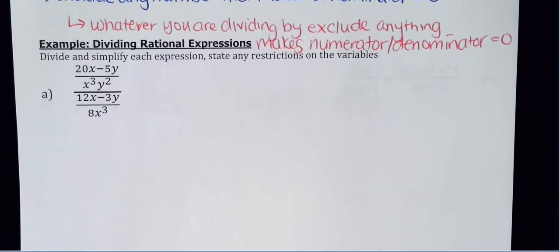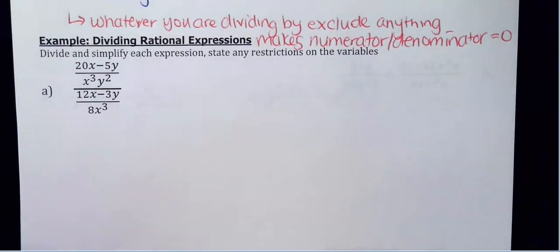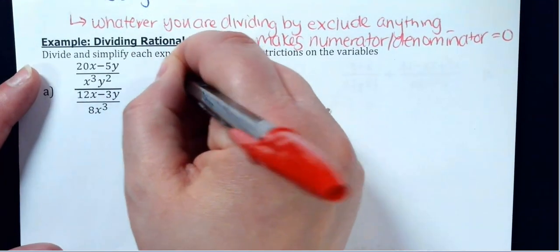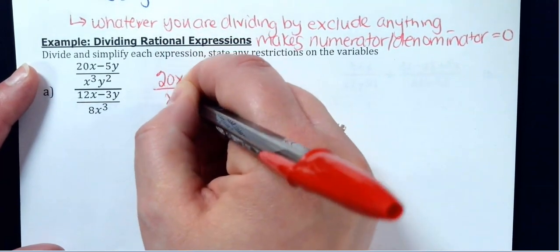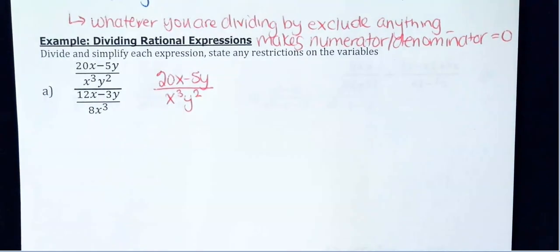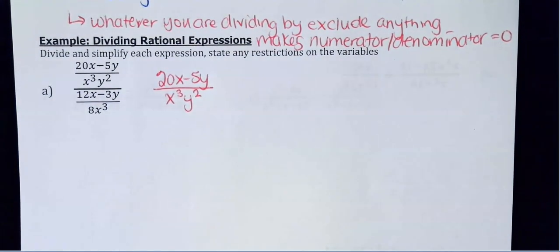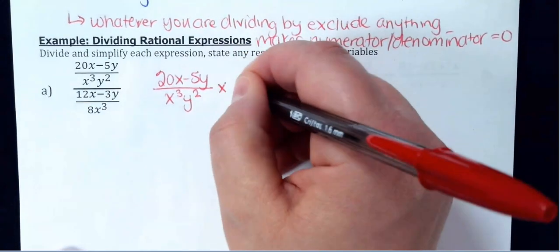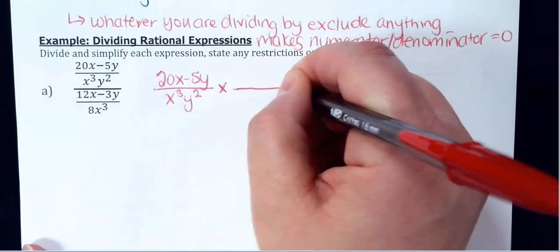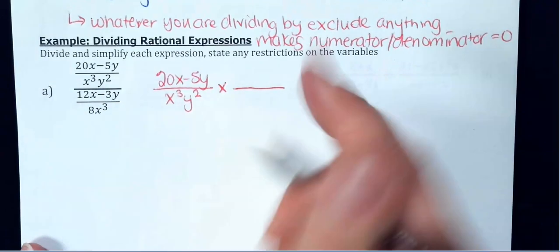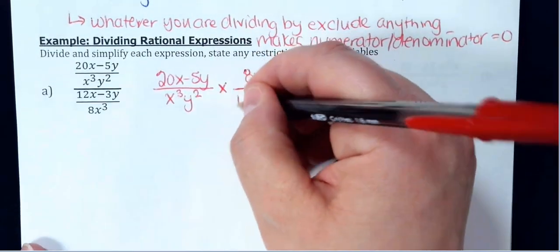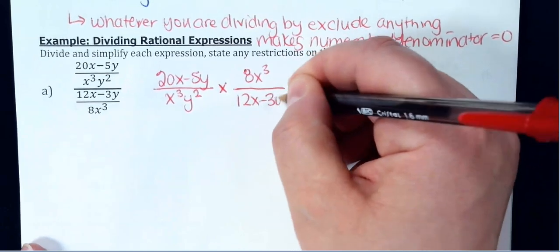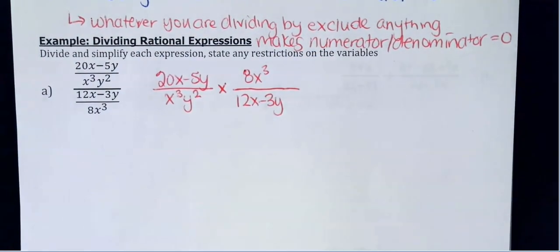Okay, now, here's what we've got going on in this lovely first problem here. I've got 20x minus 5y over x cubed y squared. And I'm going to divide that by this other fraction. So I'm going to change this to multiplication real quick. And I'm going to take this second fraction and flip it over. So the 8x cubed will go on the top. And the 12x minus 3y will end up going in the bottom.